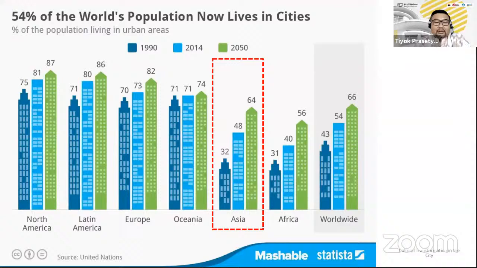This is the numbers. Flip quickly, but in Asia, in 2050, there will be more than 60% of people living in the city. So, for example, in our situation, 280 million people in Indonesia, we need cities for more than 140 million people. And this is a picture.